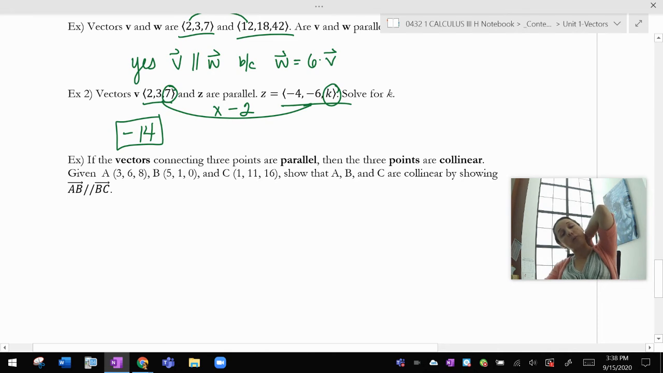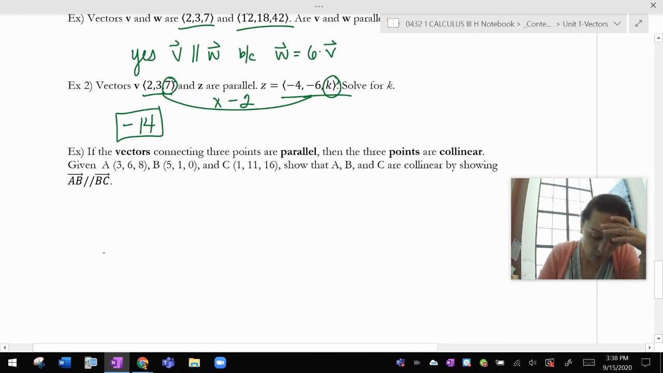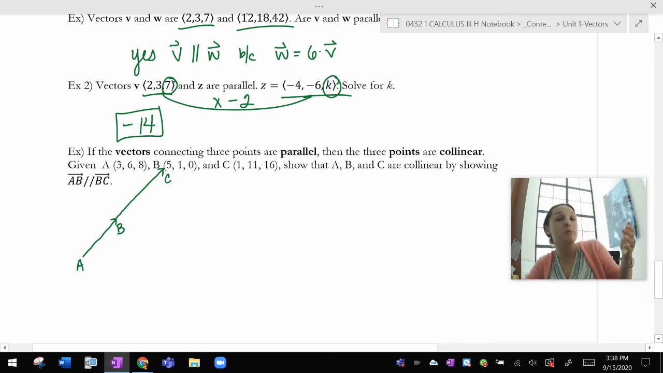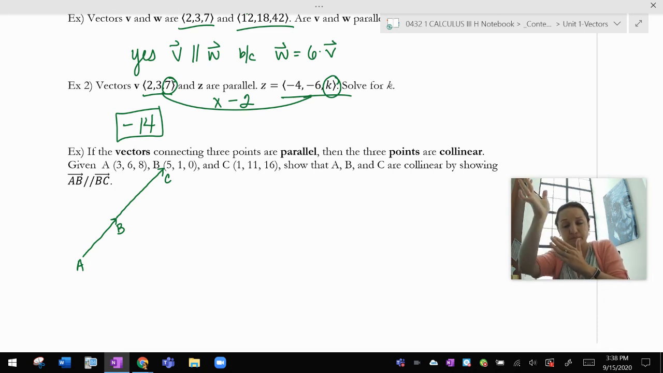Then, why do I care so much about parallelism? It's if vectors are parallel, then points can be collinear. So if the vectors connecting 3 points are parallel, then the 3 points are collinear. Given A, B, and C, show that they are collinear by showing that AB is parallel to BC. So parallel means they point in the same direction. And in this case, I want A to B to look like this, and then B to C to go in the same direction, but maybe be longer, maybe be the same size, maybe be shorter, doesn't matter. But if those 2 vectors that connect A to B and then B to C are parallel, then you've got collinear points.